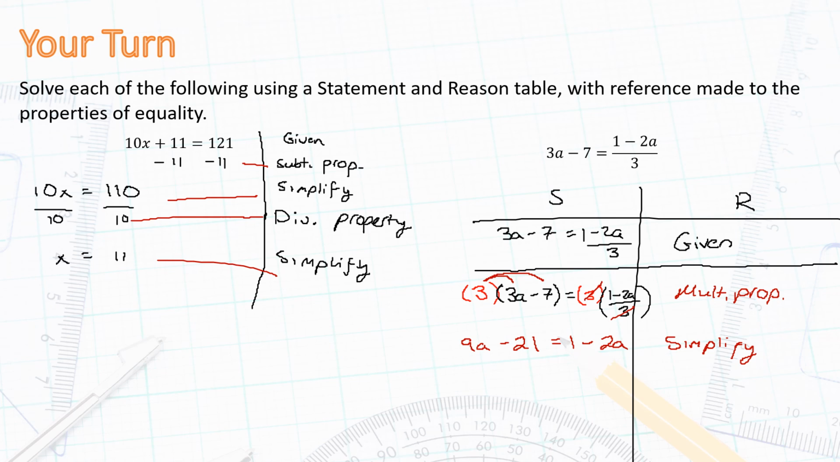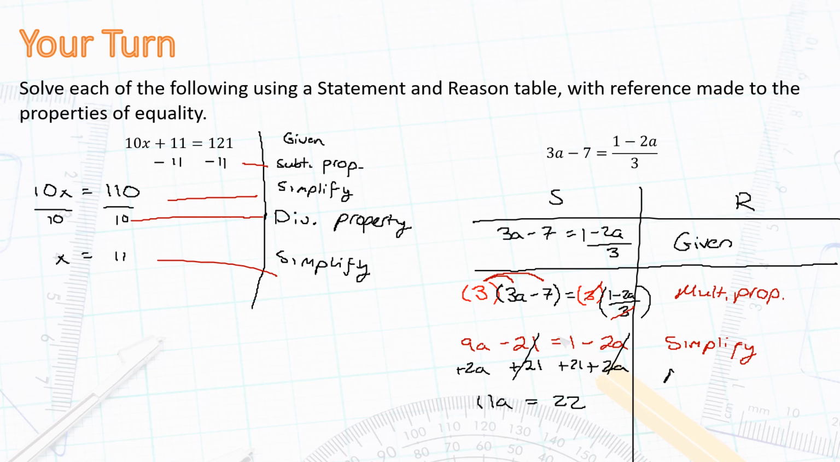Moving next, we need to bring the numbers together, so combine like terms. 9a is greater than negative 2a, so I am going to add 2a to both sides. Now, if you're feeling confident, you can do these both at the same time. I want to move the negative 21 over, so I'm going to add 21 to both sides. So 2a and minus 2a equal 0, so they cancel. Negative 21 and positive 21 equal 0, so they cancel. It leaves me with 11a equals 22.